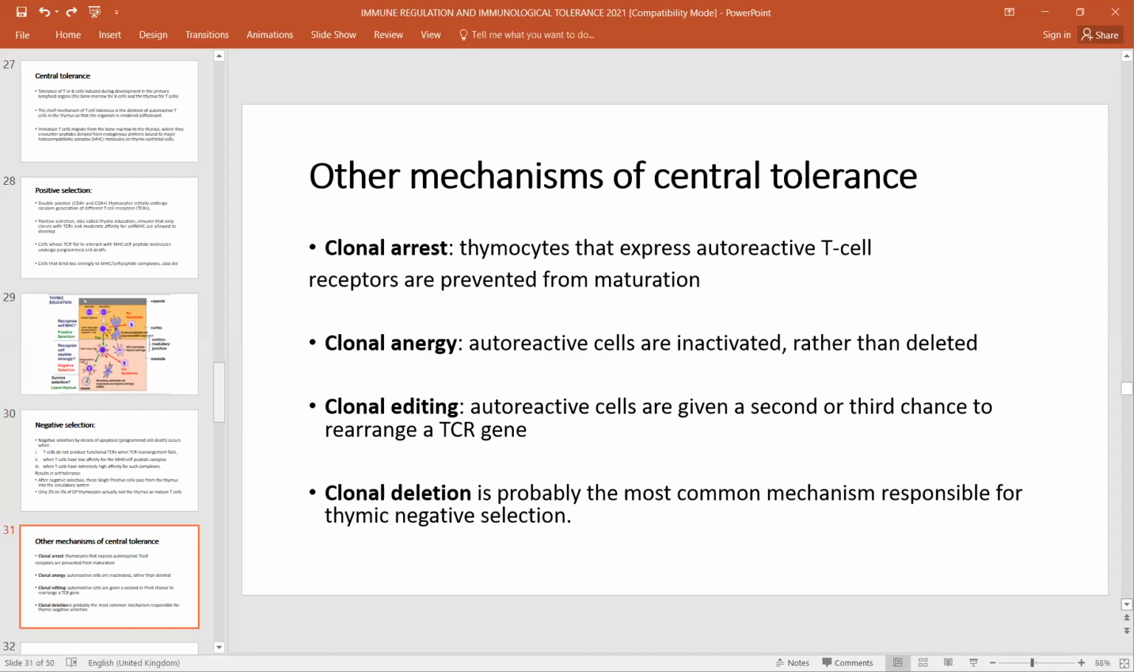So, other mechanisms of self-tolerance. These are thymocytes, which are immature. Thymocytes that express autoreactive T-cell receptors are prevented from maturation. That makes sense, because if you want to present something to an incoming T-cell and you are autoreactive, that means the thymocyte, the cell that's going to present, we destroy you. Anergy: autoreactive cells are inactivated, and we'll talk about that mechanism in depth, rather than deleted. That means they are rendered incapable of autoreactivity. Receptor editing: autoreactive cells are given a second or third chance to rearrange a TCR gene to produce an appropriate TCR for presentation. And finally, the most important, clonal deletion, is probably the most common mechanism responsible for thymic negative selection, through induction of apoptosis.